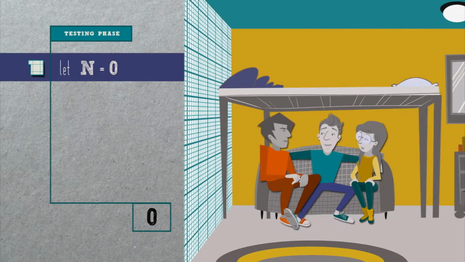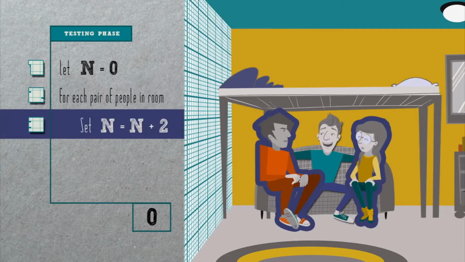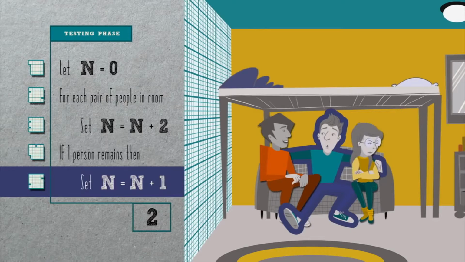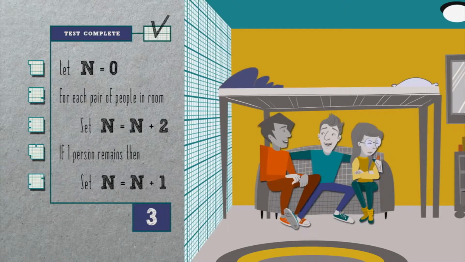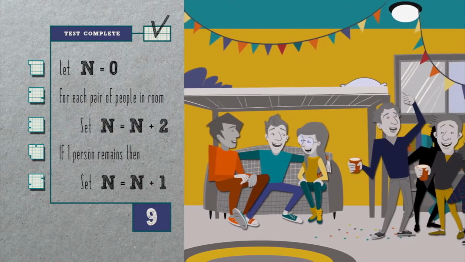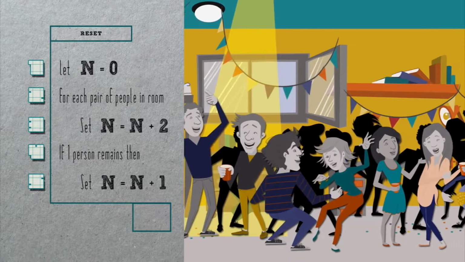Let n equal 0. For each pair of people in room, set n equal to n plus 2. If one person remains unpaired, set n equal to n plus 1. To solve this particular problem, we've introduced in line 4 a condition, otherwise known as a branch, that only executes if there's one person we could not pair with another. And so now, whether there's 1 or 3 or any odd number of people in the room, this algorithm will now count them. Can we do even better?